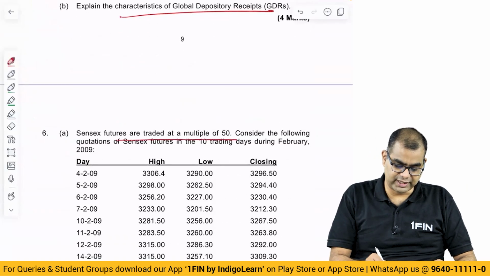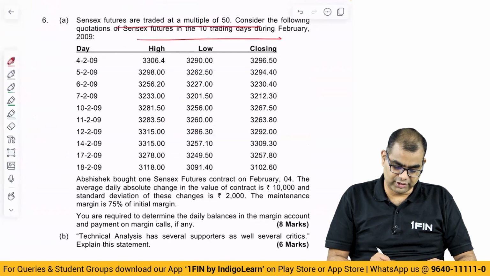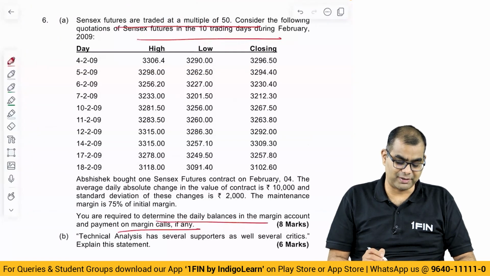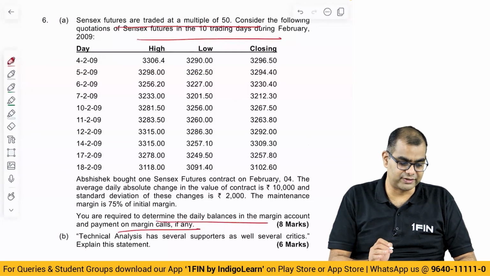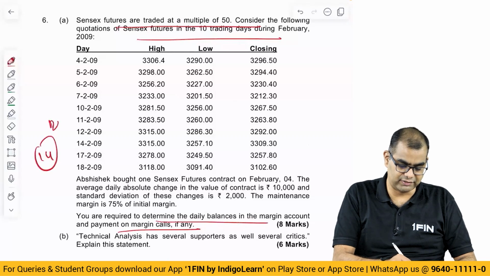Then Sensex futures are traded in multiples of 50, so and so, during February. You're required to determine the daily balance in the margin account and payment on account of margin. This is also very, very clear. We have done this particular question. This is question number 14 in the derivative chapter.